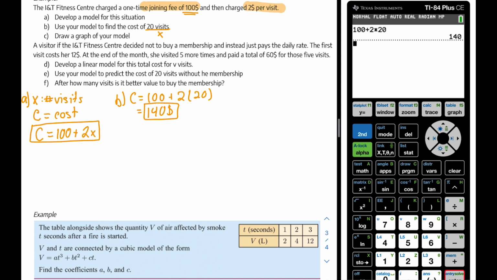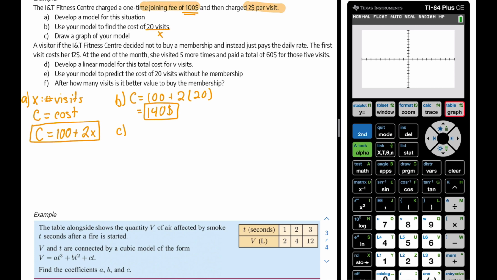Part C, draw the graph of your model. Now we're going to draw the graph in our graphing calculator. So we have 100 plus 2x, and we're going to graph this. If we can't see it right now, that means that our window is not appropriate. So we need to think a little bit about our window.